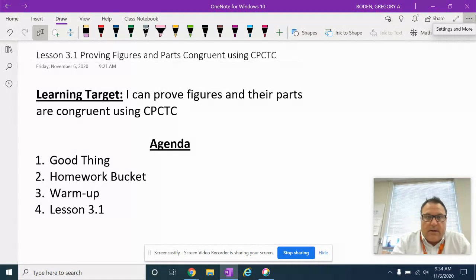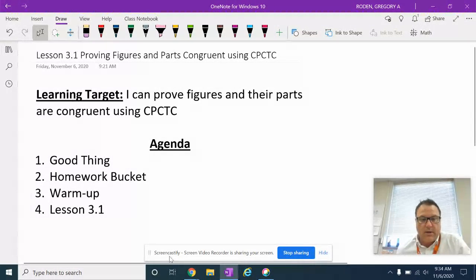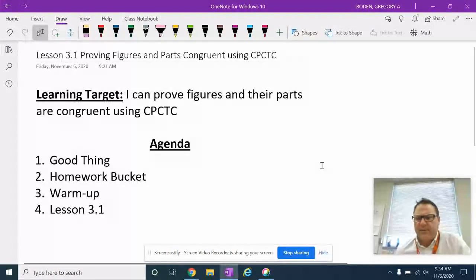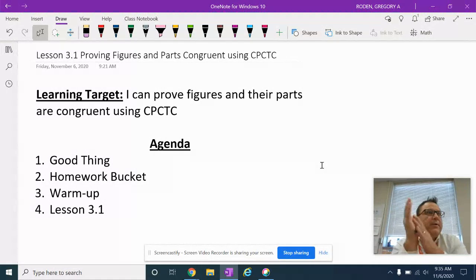Homework bucket. Let's take a look at the homework bucket, shall we? Actually, I'm not going to take a look at it, but I just want to mention one thing. In the homework bucket, guys, the quiz. I'm going to put the quiz in on Monday, so when you view this, look over in Q at your quiz.